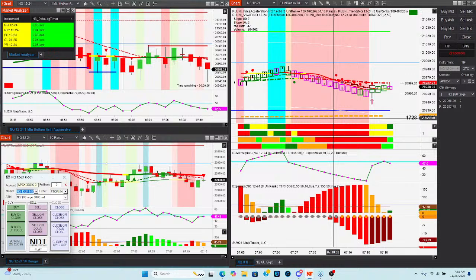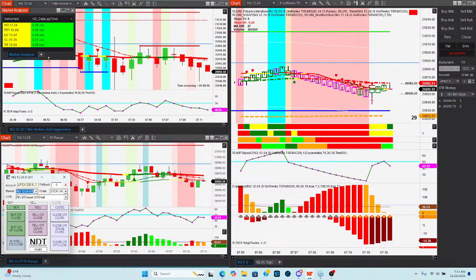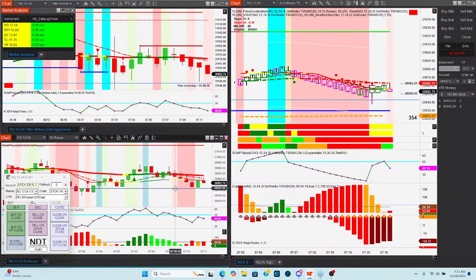That's why I kind of like the other chart, because it shows me my market internals. I'm kind of going back and forth. Okay, so now I got to break this.